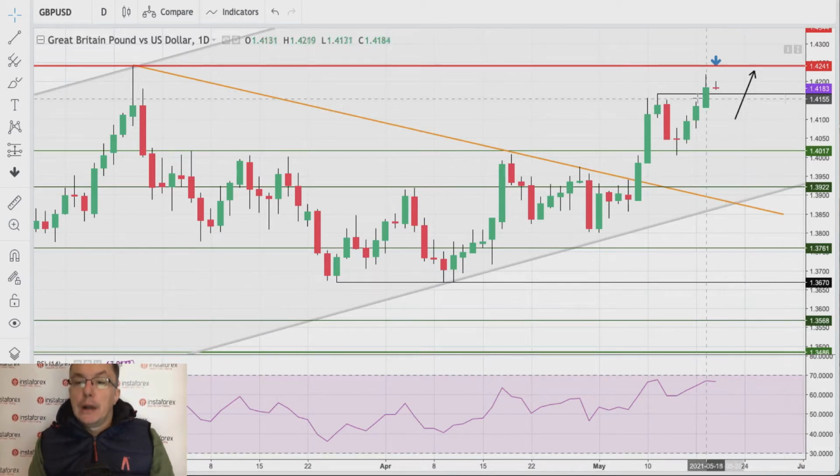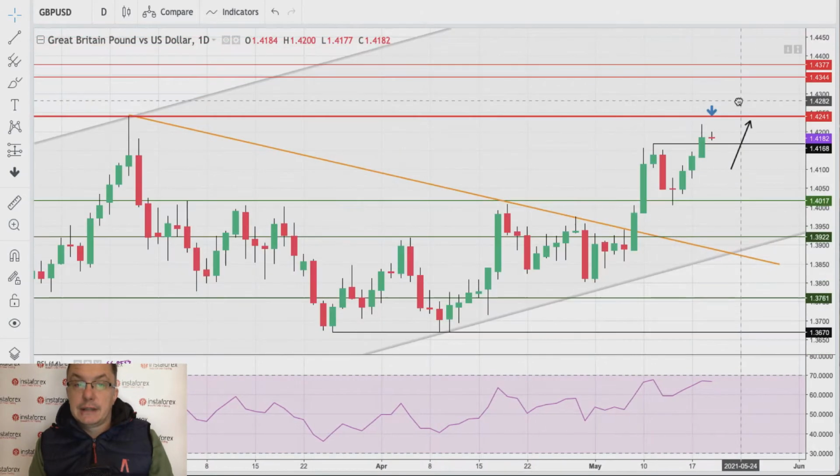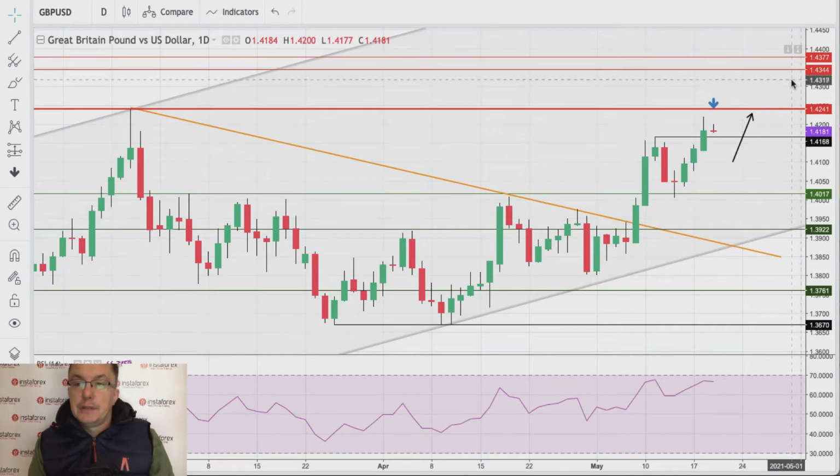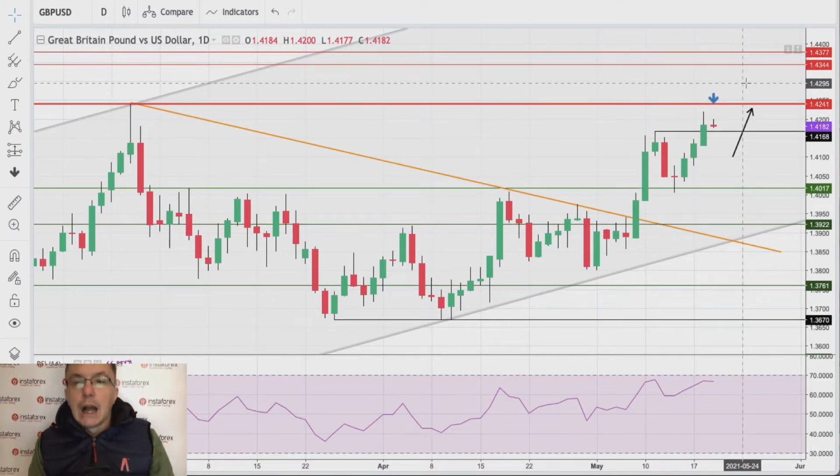We broke above the recent high from the 11th of May. We recently made a high at 1.4219. We are heading towards, of course, this level here, 1.4241, which is marked as a thick red line, because it's a swing high and it's a technical resistance. As you can see, the blue arrow is here, and the direction is still valid. If this level 1.4241 is violated, then the next one is the zone between 1.4344 and 1.4377, which is a 33 pips supply zone on the British pound.